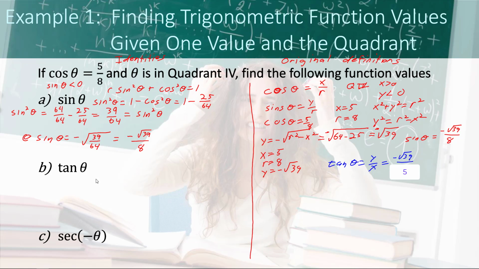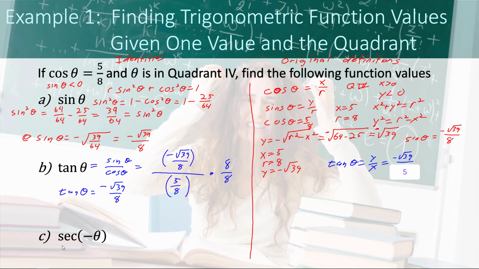You're done. Now over here, it is just as simple, because remember the quotient identity for tangent is sine theta over cosine theta. All right, well, what is sine theta? Sine theta is negative root 39 divided by 8. What is cosine theta? 5/8. Okay, well, the 8's in the denominator cancel. If you don't see it, you can multiply the entire fraction by 8 over 8, and then they'll cancel, and you will have that tangent of theta is equal to negative root 39 over 5.